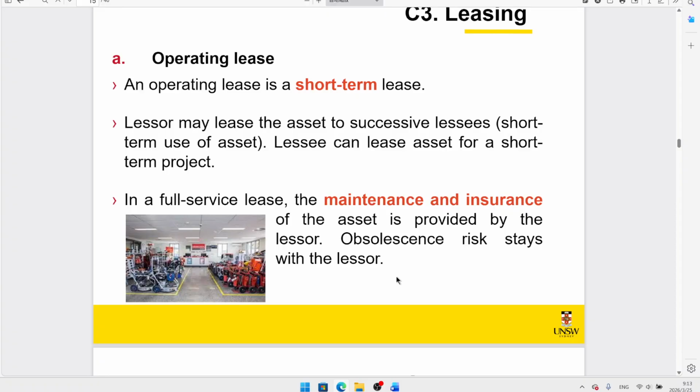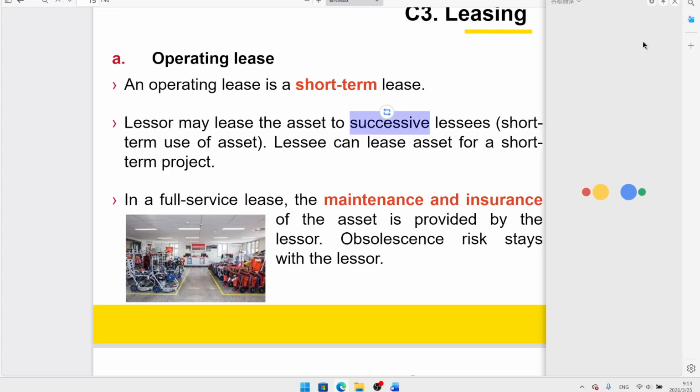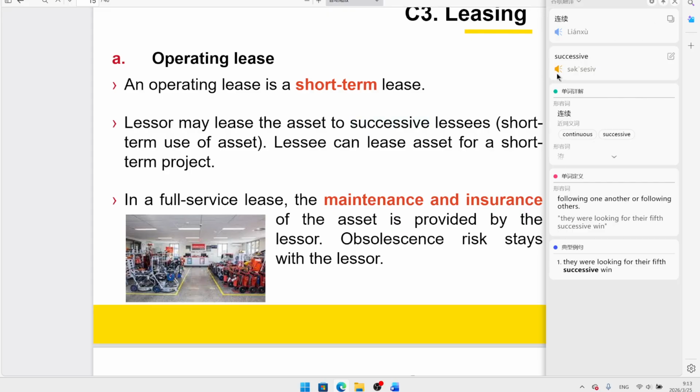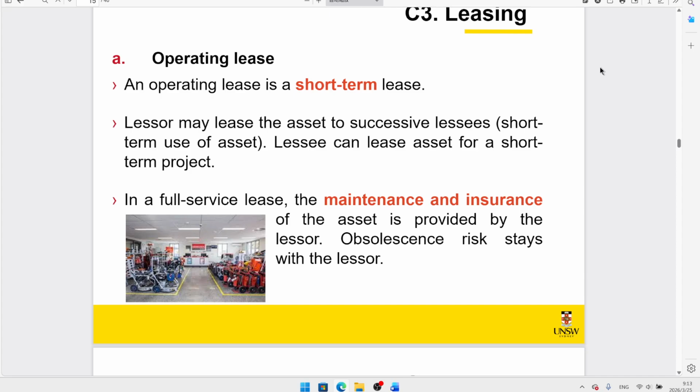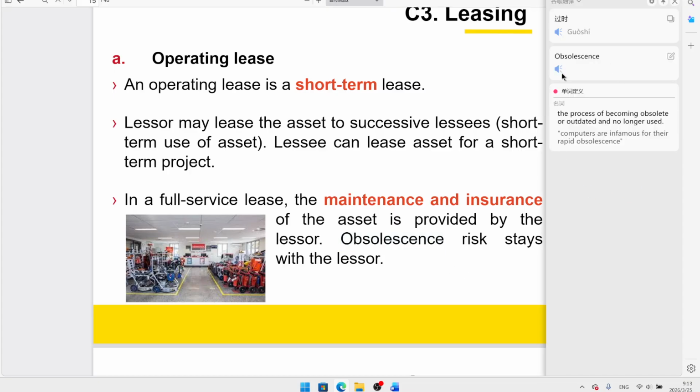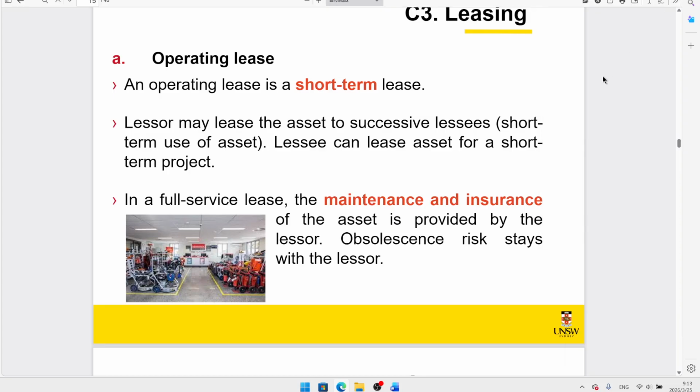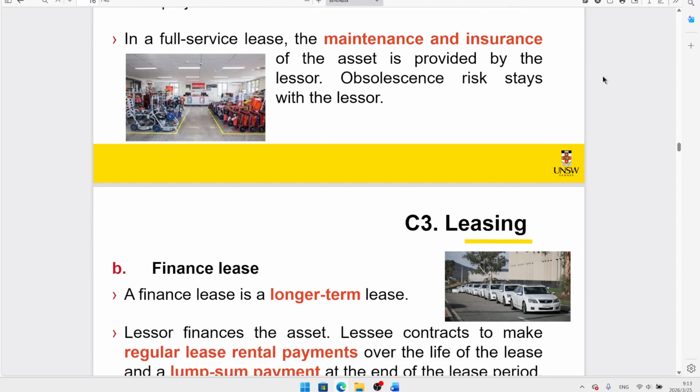So there are two types. First is the operating lease, a short-term lease. The lessor may lease the asset to successive lessees. The lessee can lease assets for a short-term period in a full service lease. The maintenance and insurance of the assets is provided by the lessor. Obsolescence risk stays with the lessor.